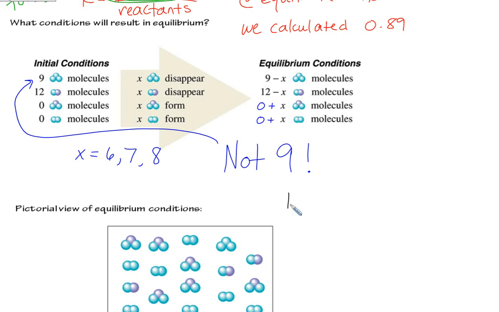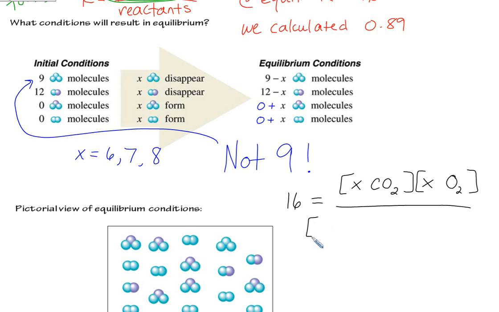So I know that K needs to be 16 equals products over reactants. So in this example, let's just call the products x. So we'd have x molecules of CO2. We'd have x molecules of my other product I was calling O2, oxygen. So the products are starting at zero. They have to go up by x, and they're both one-to-one ratios. And then let's say that my reactants would go down by x. So this would be 9 minus x. That would be for the O3. And then my other would be 12 minus x for the carbon monoxide. And they're all to the first power. What if I did that?